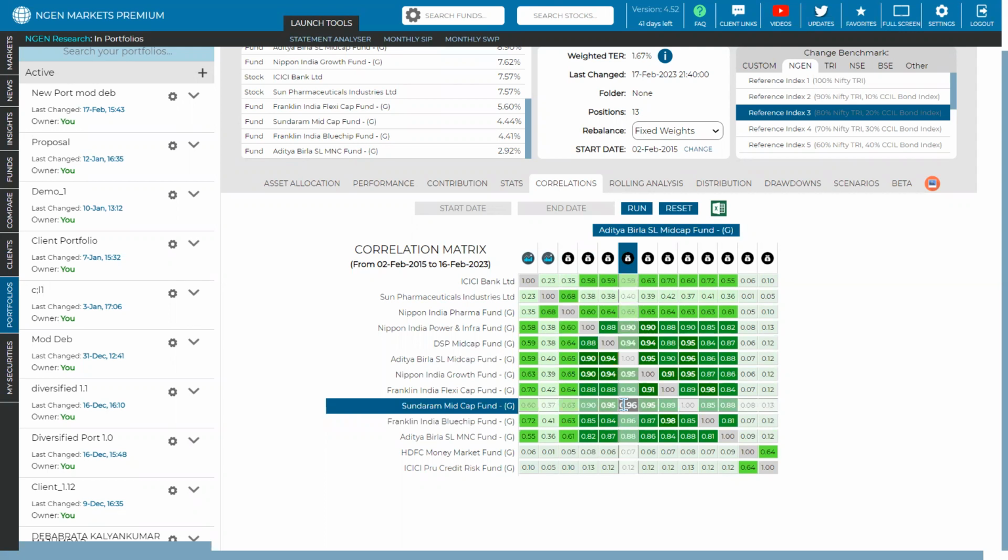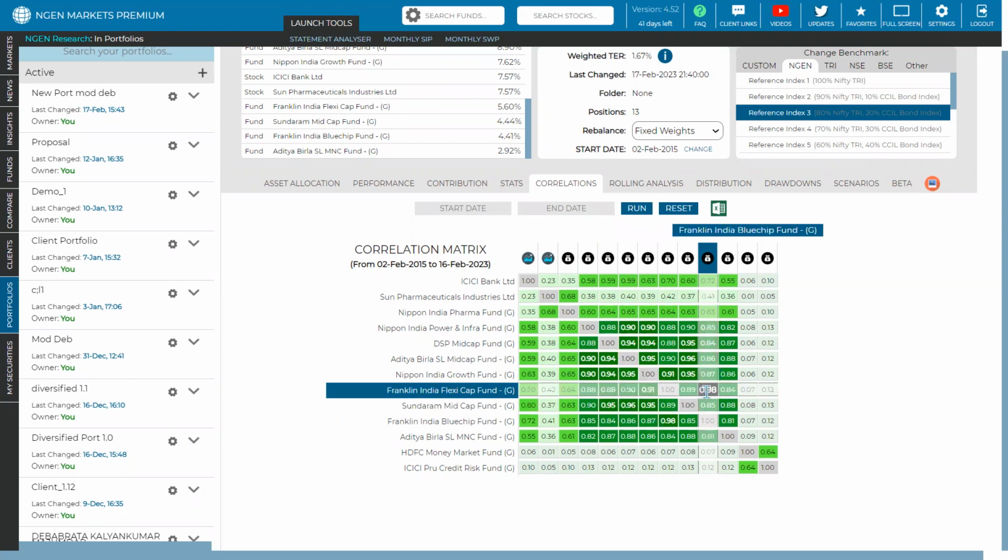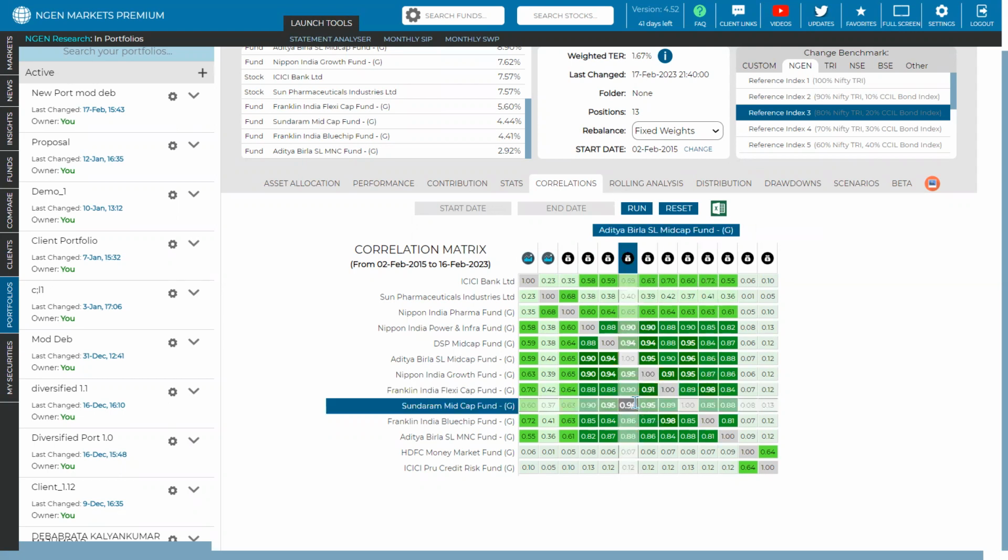Both of them have a very high correlation. A high correlation can be called one which is closer towards 1, which is 0.96, 95, even 98. So 98 is given here for Franklin Flexi versus Franklin Blue Chip, right? You can see a couple of highly correlated assets in our portfolio. So we would definitely want to remove one of them, and we would want to recognize which one we should remove.